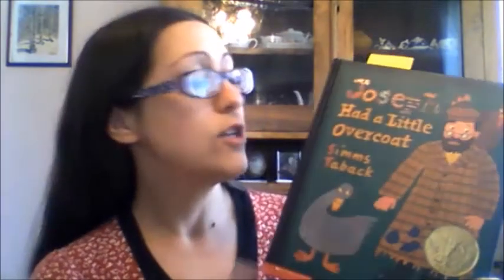So instead of calling it Joseph Had a Little Overcoat, you could say, well, what else could we call this story? We could call it The Man Who Never Wasted Anything. Or we could call it The Thrifty Man and explain what thrifty means. Anything, you could just come up with a new title. It's an opportunity to talk about what is the main idea of the story, really, because you're giving the main idea as the title.